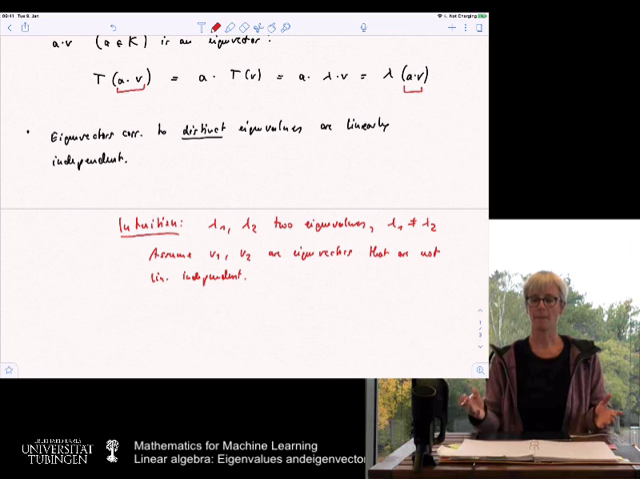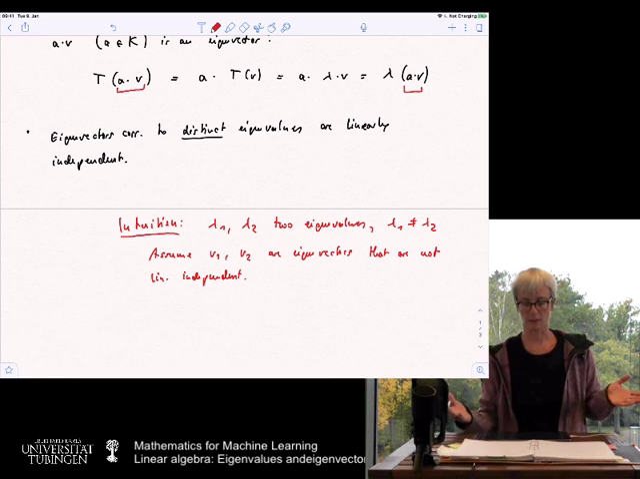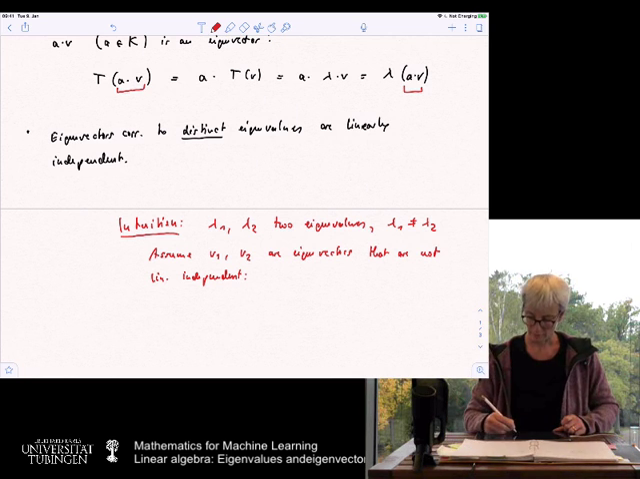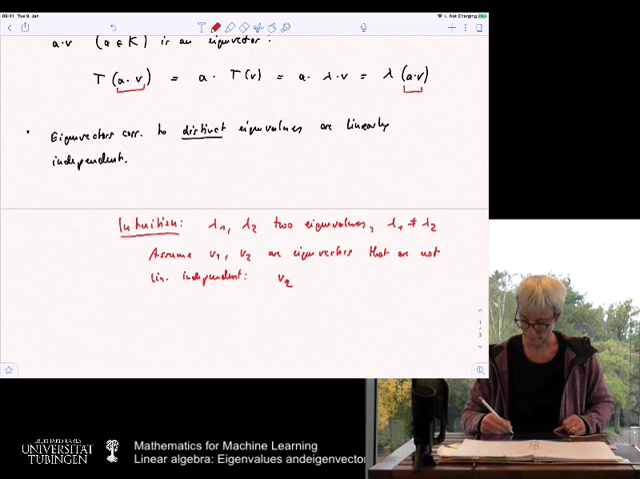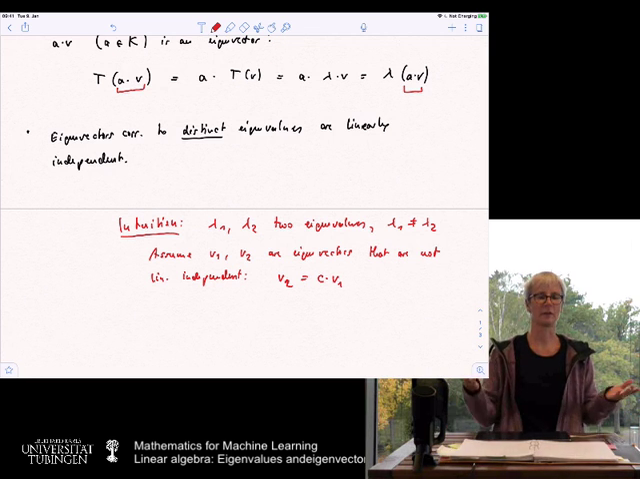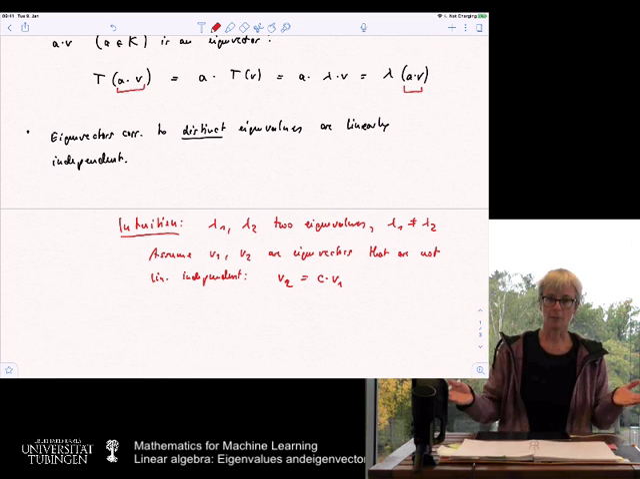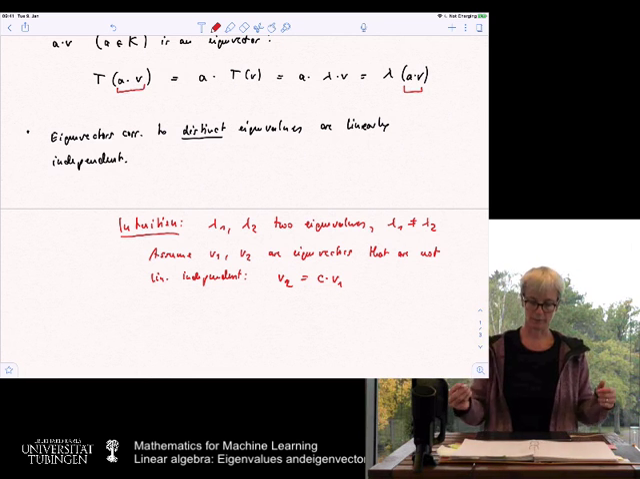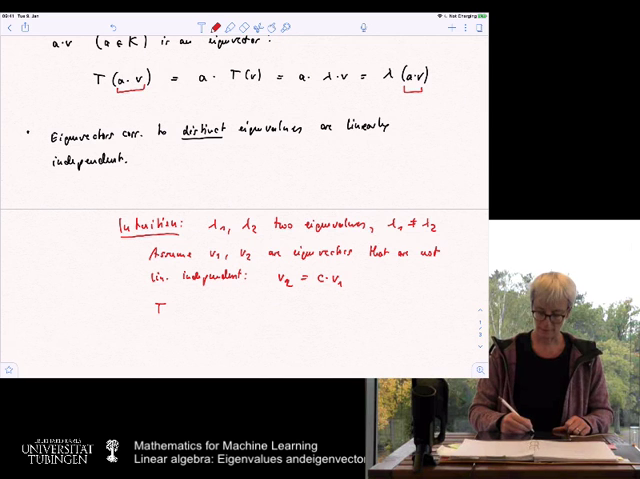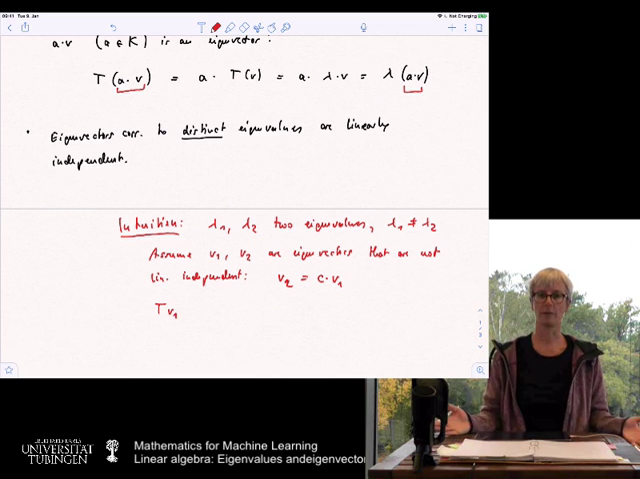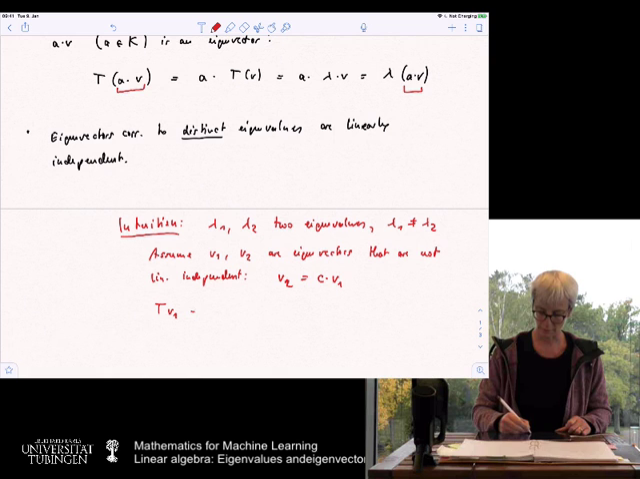What does it mean? It means that we can write one as a linear combination of the other. So I can write the vector v2 as c times the vector v1, where c is a scalar factor, right? But now observe what happens if I apply the linear operator. I know that T of v1, because v1 is an eigenvector of eigenvalue lambda 1, is lambda 1 times v1.